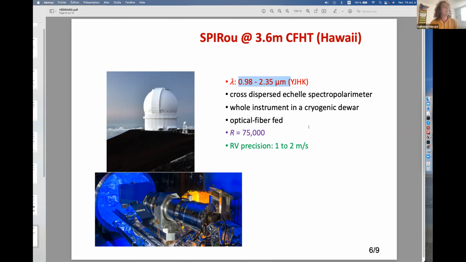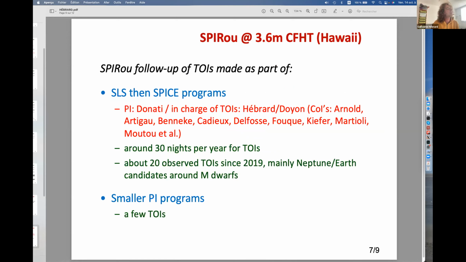And now SPIRou. SPIRou is working on the 3.6 meter telescope in Hawaii, the CFHT. It observes in the infrared range, with that resolution and typical radial velocity accuracy. With SPIRou, we do the follow-up of TOIs mainly through a large program. It was the SPIRou Legacy Survey, and then there is the SPICE program.